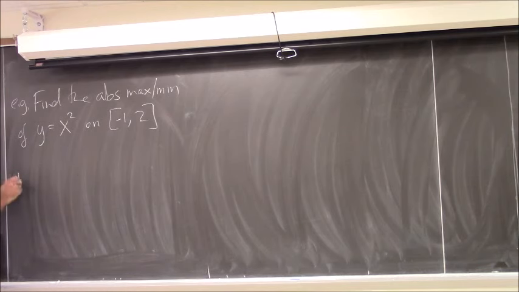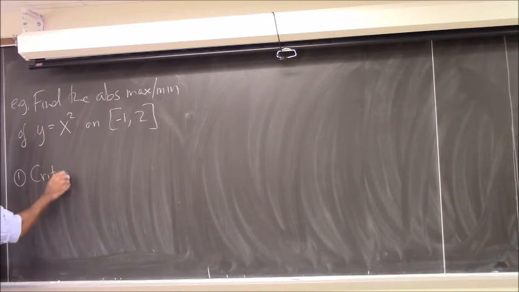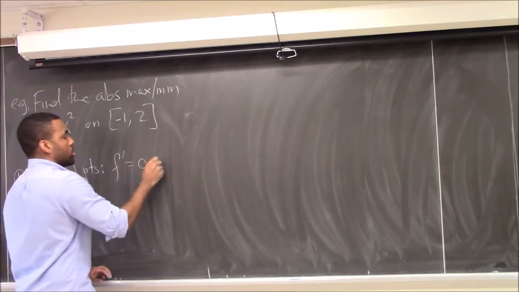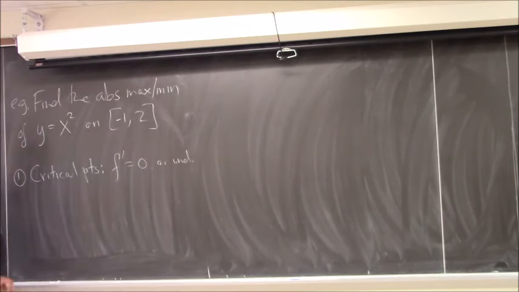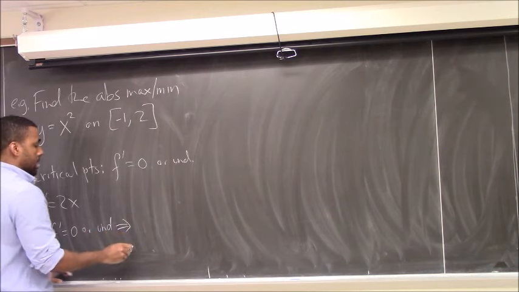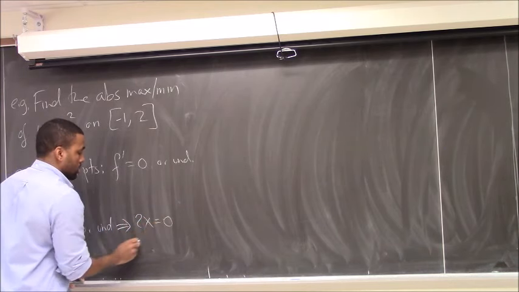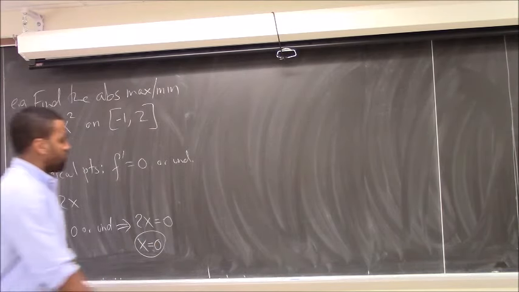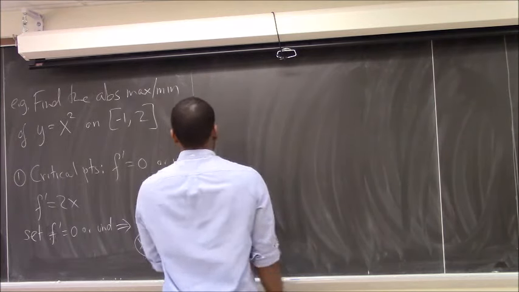And so, step 1 is to find the critical points. So you need to find f prime, set f prime equal to 0 or undefined. In this case, it's a polynomial, so f prime is definitely defined. So f prime is equal to 2x. Set f prime equal to 0 or undefined, and we get that 2x is equal to 0. So x equal to 0 is the only critical point, because 2x is always defined.